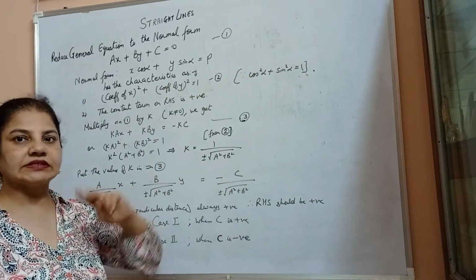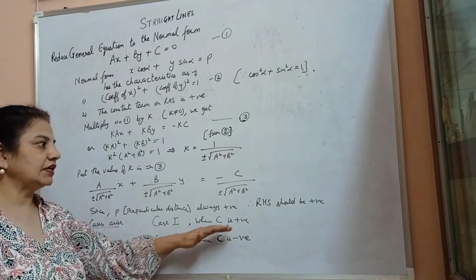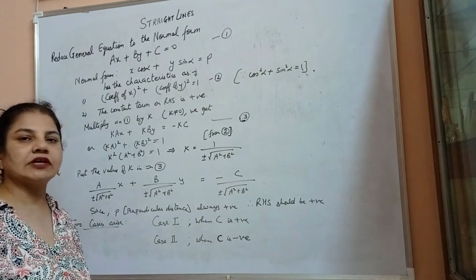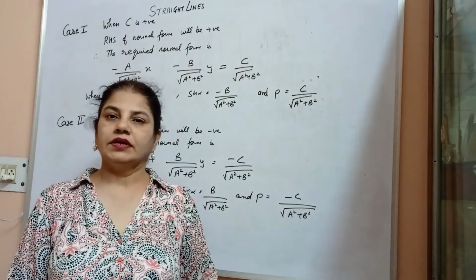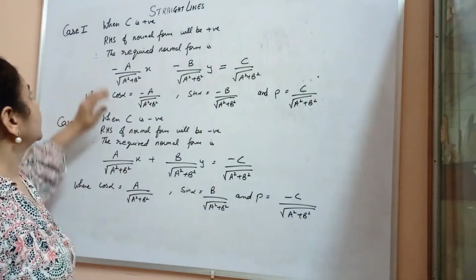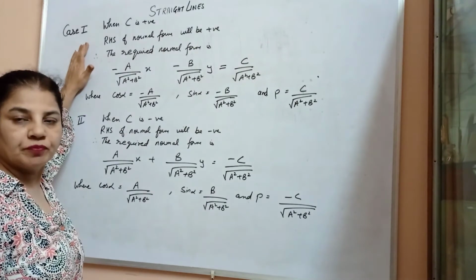Here two cases arise. First, when c is positive, or the other, when c is negative. Let us study details about these cases. Case 1, when c is positive. In that case, the right hand side of the normal form should be positive.